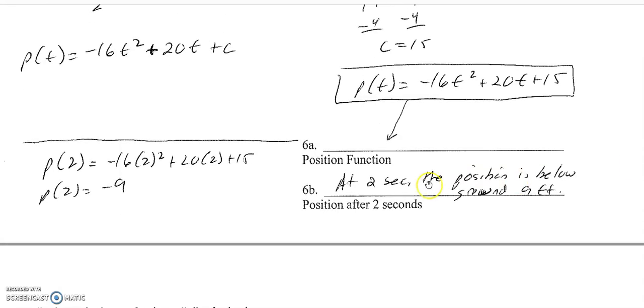And then we want to know what's the position at 2 seconds. So p of 2 equals negative 16 times 2 squared plus 20 times 2 plus 15. Our position at 2 seconds is negative 9. So at 2 seconds, the position is below ground 9 feet. So you can imagine someone throwing it off a cliff. It would be 9 feet below where they started.